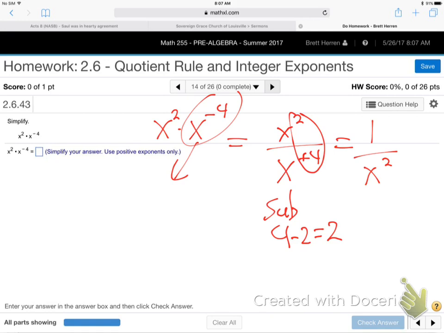So that's kind of like the shortcut way, right? Because what you're really saying is you would have x to the second power over 1 times 1 over x to the 4th? Yeah, you're totally right. And then you would subtract these. You can do it that way. Just subtract them and same answer in the end.